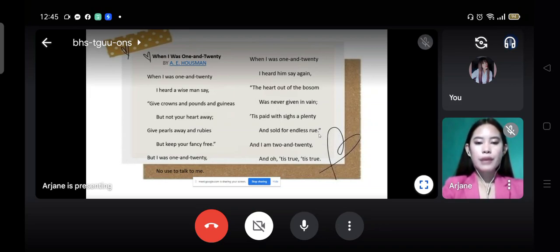The theme of the poem is love, and the symbolism is the heart. It symbolizes love. Then the crowns and pounds and guineas, along with the pearls and rubies, are the earthly possessions, the material things that a man can offer to his beloved.